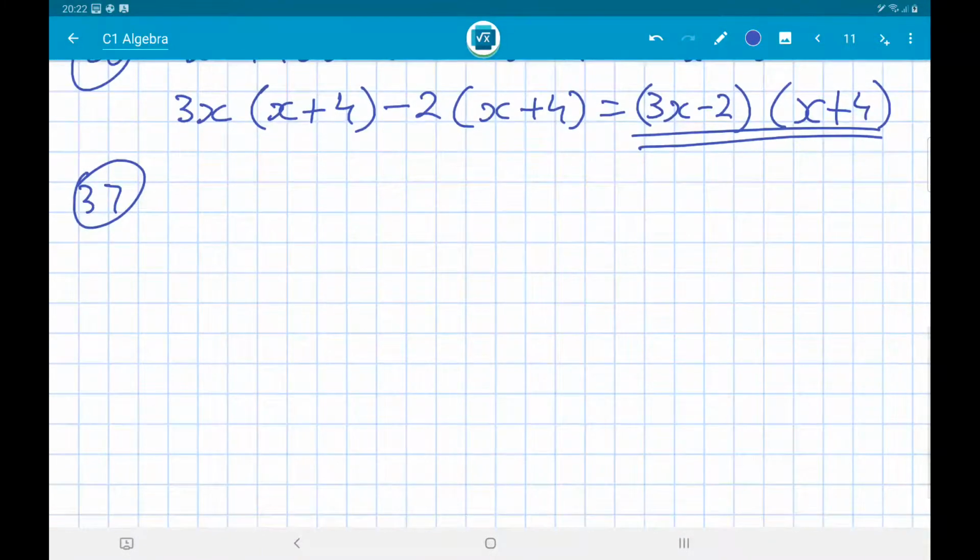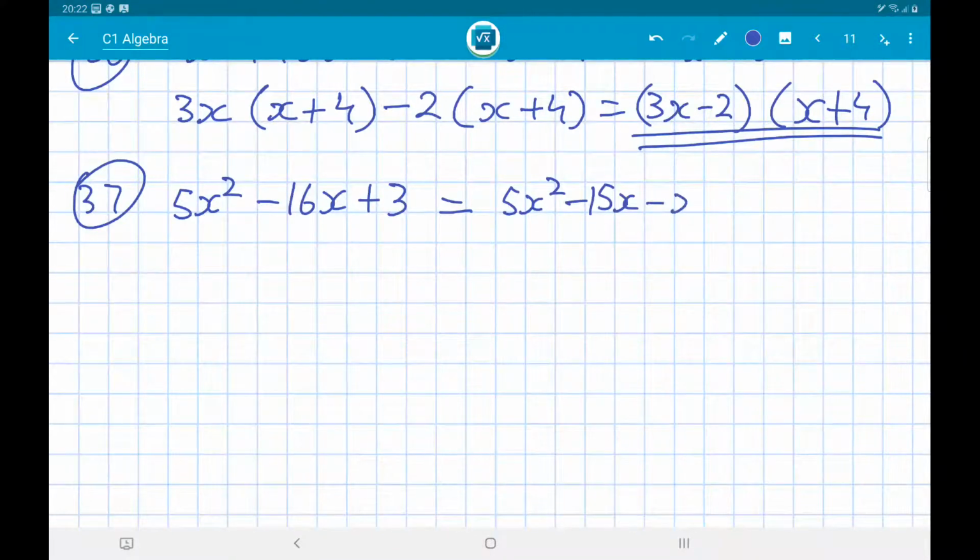Let's do 37 as well. 5x squared minus 16x plus 3 should give you... what should it give you? Multiplies to give you 15, adds to give you minus 16. It's minus 15 and minus 1. 5x squared minus 15x minus x plus 3.